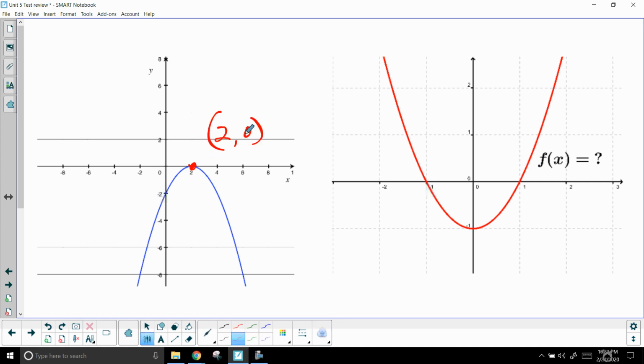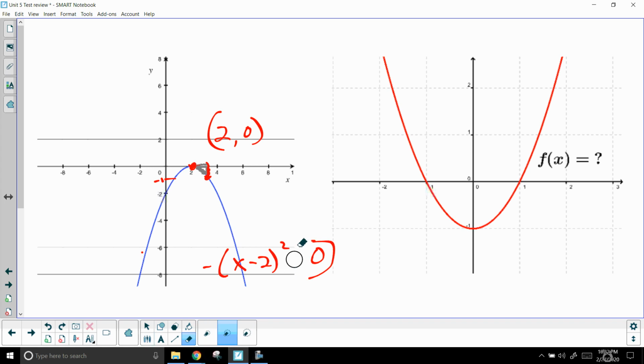Alright. And if we went over 1 unit, that puts us at that 3. And then go up to the line. And honestly, just eyeballing it, looks like it's going to be negative 1. So I have everything I need. Negative parentheses, x minus 2 squared. And we do not really need to put this 0 here. Okay, so I'm just going to delete it.